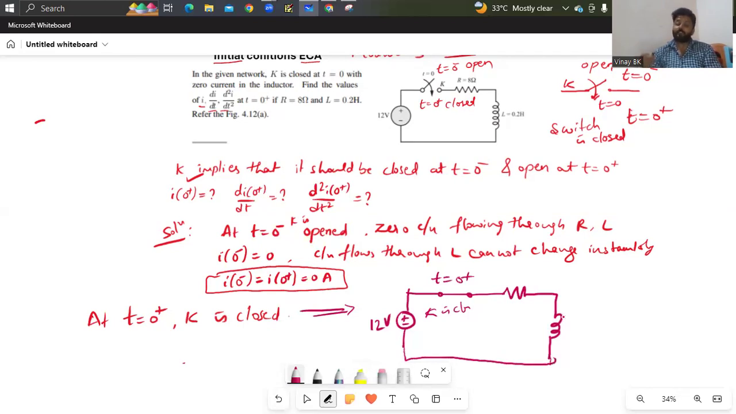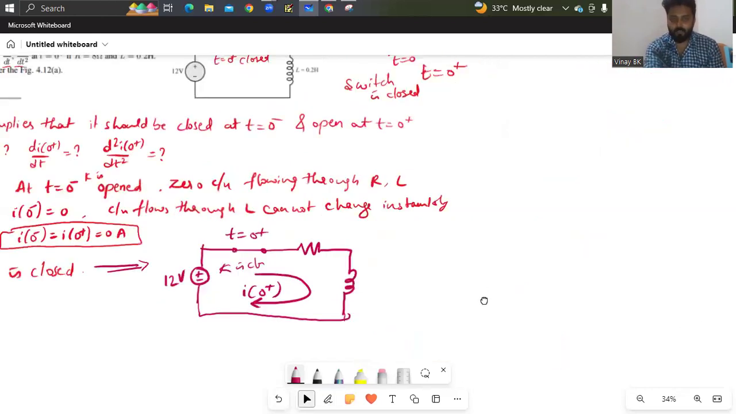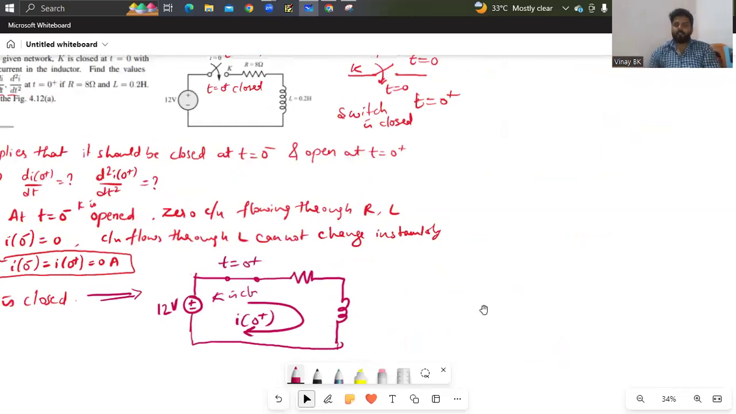And you already know the current flowing through the inductor is 0. So here I of 0 plus is flowing. That is nothing but, when t equals 0 plus, I of 0 plus. We'll continue here. Just apply KVL. What is the value of R? They are given 8 ohm. R equals 8 ohm.